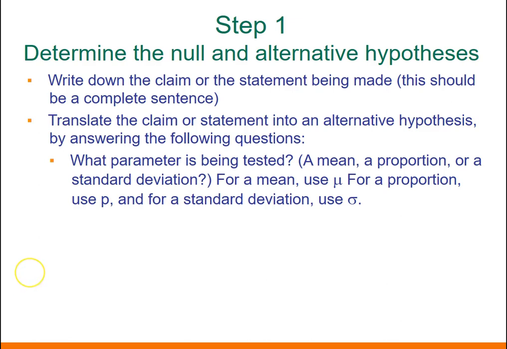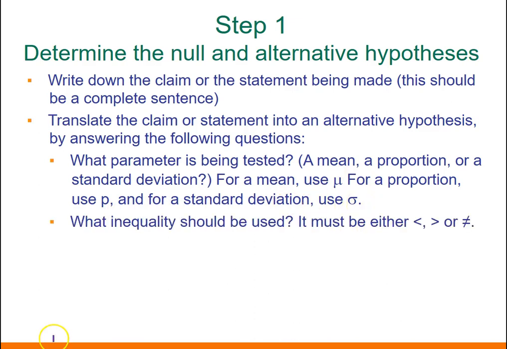So for the parameters, if we have a mean, we want to use mu. For proportion, we use p, and for a standard deviation, we use sigma. The next question is, which inequality should we use? This is one of the reasons that we need to write down the claim or the statement in lots of detail. So the possible inequalities we can use can be a less than, a greater than, or a not equal to. They cannot have an equals as part of them.